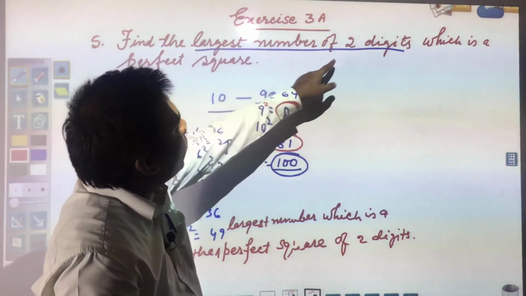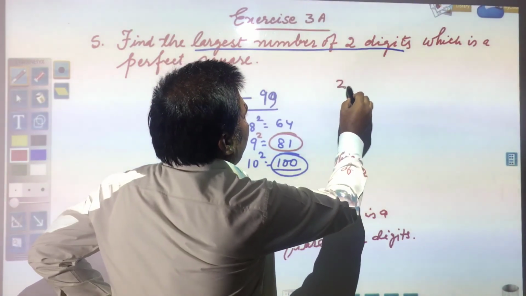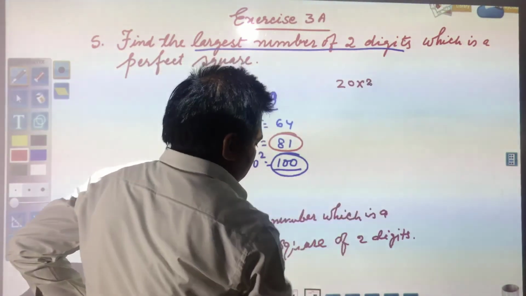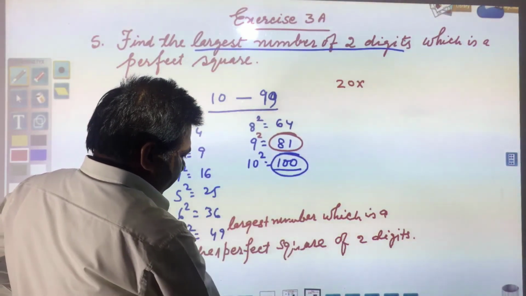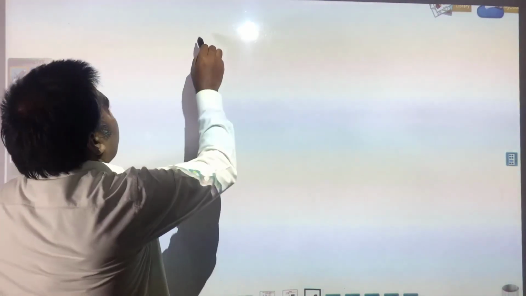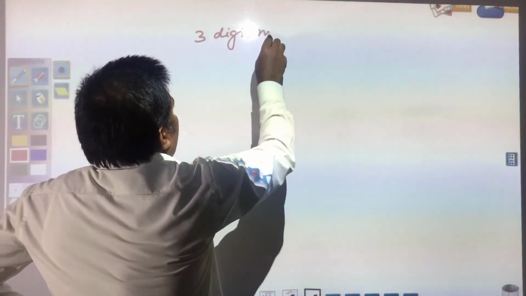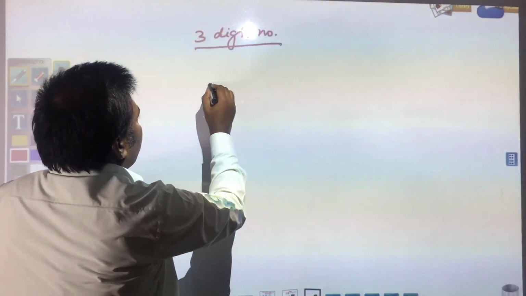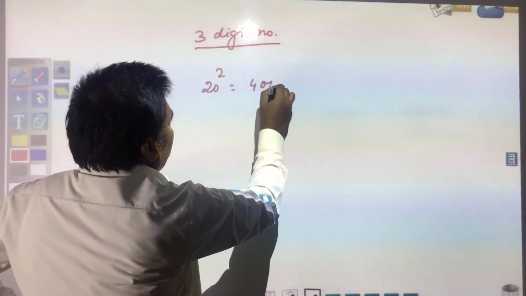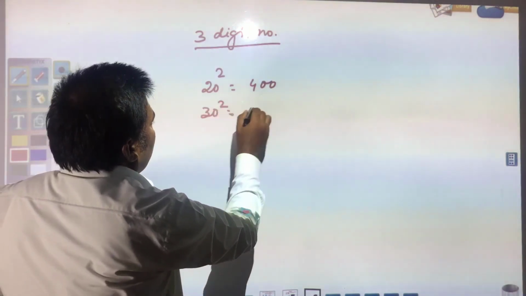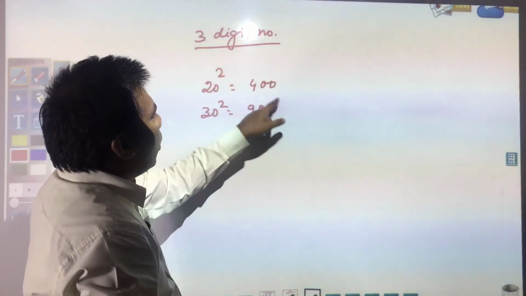Suppose if you have a 3 digit number, what you need to do? Again you just guess. Suppose you are multiplying 20 into 20, just you see on the new page. Suppose you have to find out a 3 digit number. Then what you need to do? Suppose you multiply 20 into 20, means 20 square will be 400. 30 square will be 900. Then see, 3 digit number already you have got.